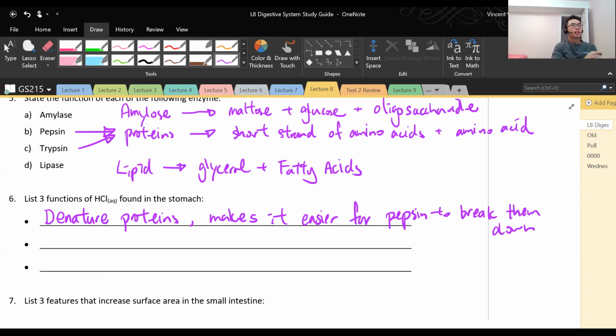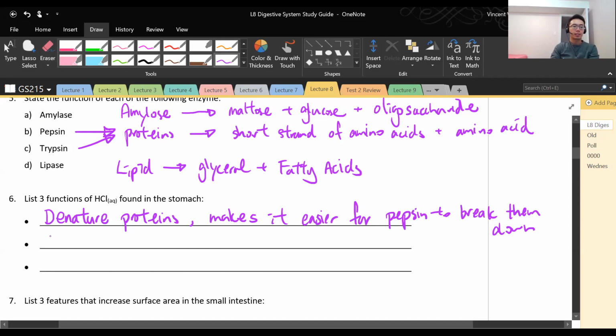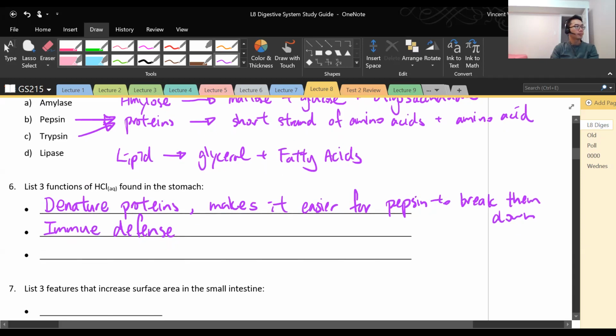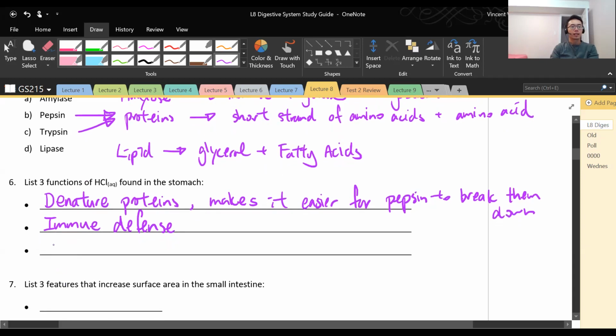What's another function? Yep, Hafsa said eliminates bacteria. So good. It's like an immune defense, right? Okay, it'll break down bacteria, other pathogens. And one last one. Anybody remember? It converts pepsinogen to pepsin. That's right. Activate pepsinogen into pepsin. Okay.